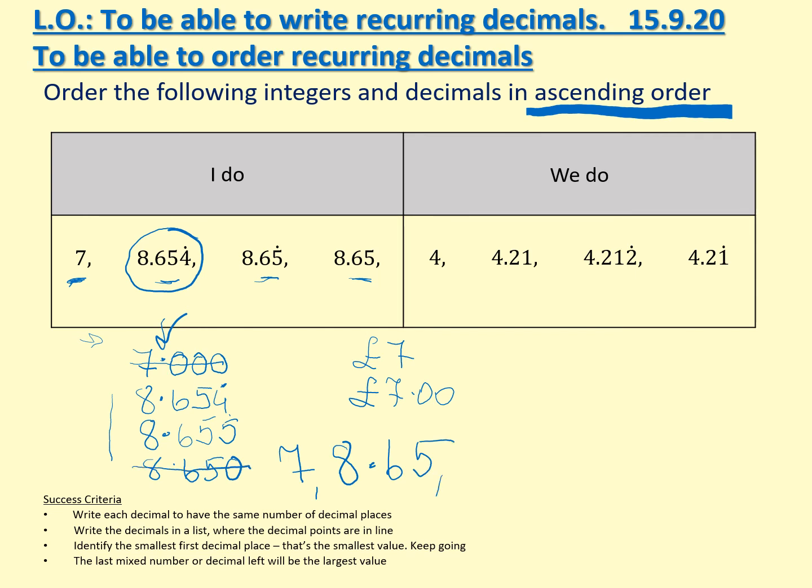Next one. Again, the next one will be 8.654 recurring, and the largest must be 8.65 recurring. Okay, so now pause the video and try to do the next one yourself.